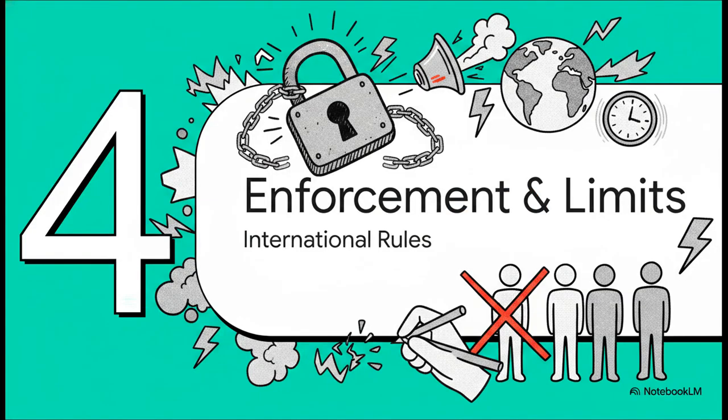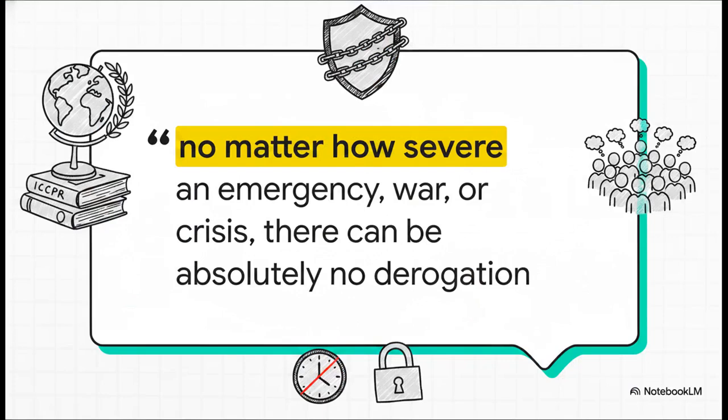Section 4. International enforcement and limits. Now, you might be wondering, what happens during a severe national emergency or a war? Can the state just hit pause and suspend all these rights? Well, Article 4 of the ICCPR does allow for temporary suspension of certain rights during extreme emergencies. But, and this is a huge but, it builds an absolute humanitarian boundary. The ICCPR strictly states that some rights can never, ever be touched. And to monitor all this, the UN set up the Human Rights Committee, which is a group of 18 independent legal experts who keep an eye on global compliance.